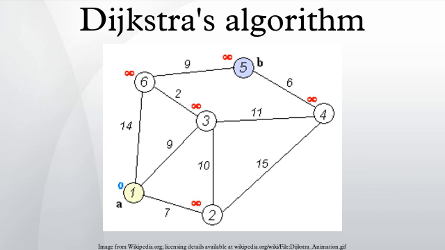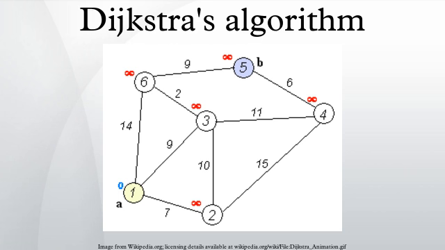For the current node, consider all of its unvisited neighbors and calculate their tentative distances. Compare the newly calculated tentative distance to the current assigned value and assign the smaller one. For example, if the current node A is marked with a distance of 6, and the edge connecting it with a neighbor B has length 2, then the distance to B will be 6 plus 2 equals 8. If B was previously marked with a distance greater than 8, then change it to 8. Otherwise, keep the current value.